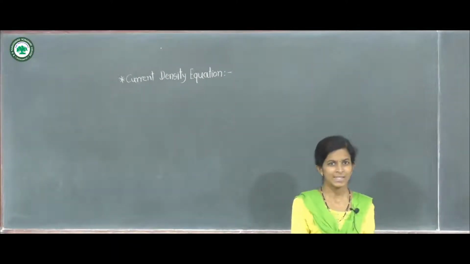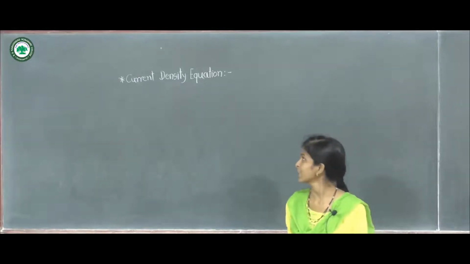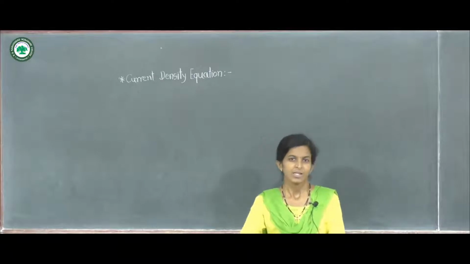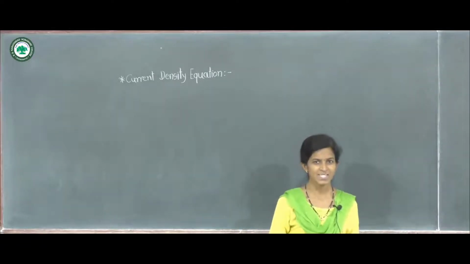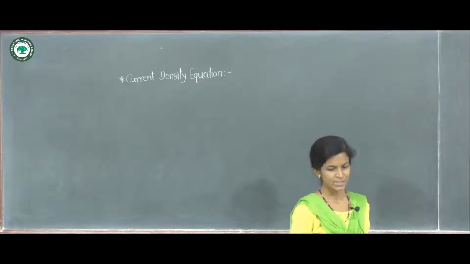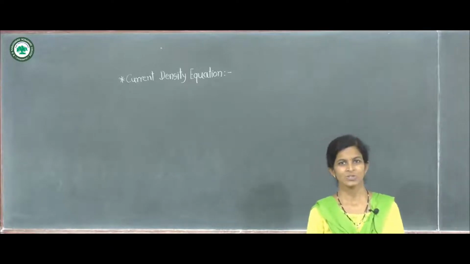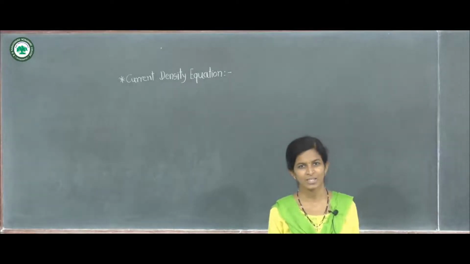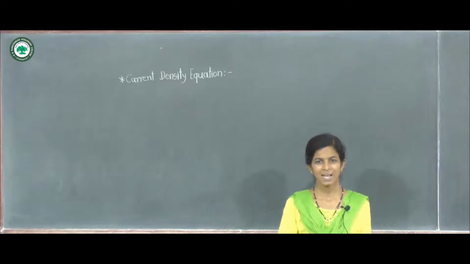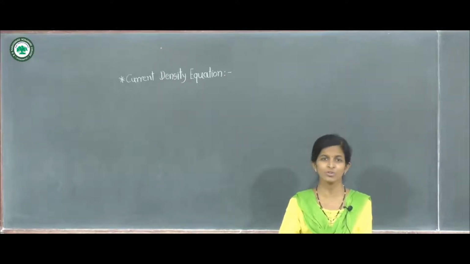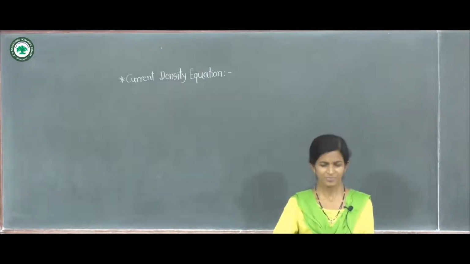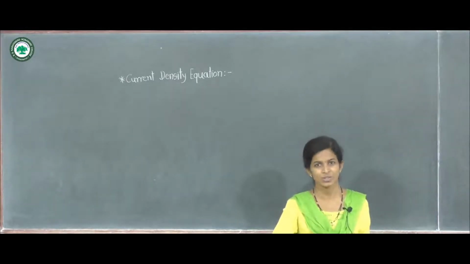Hello students, in this lecture we will see the next point, that is the current density equation. In solids, the charge carriers may move in random motion. So at room temperature, the random motion of the electrons is visualized as the scattering of the electrons with the impurities and the lattice within the solid.